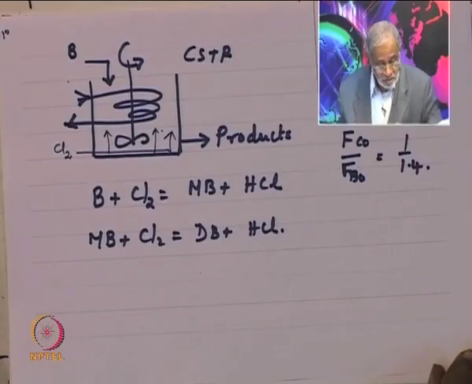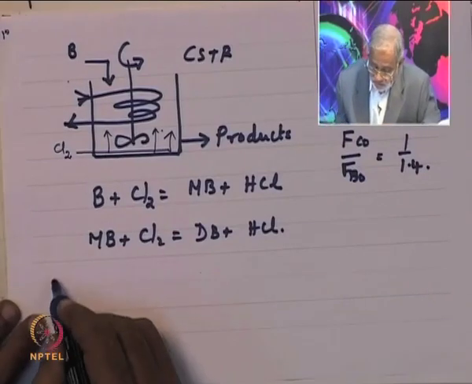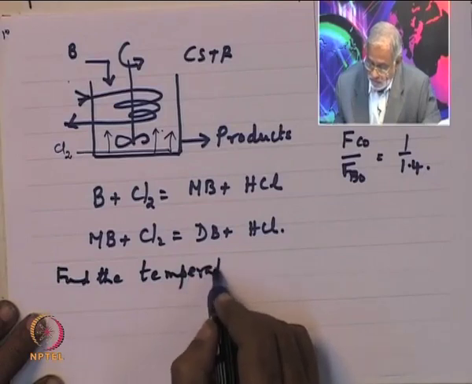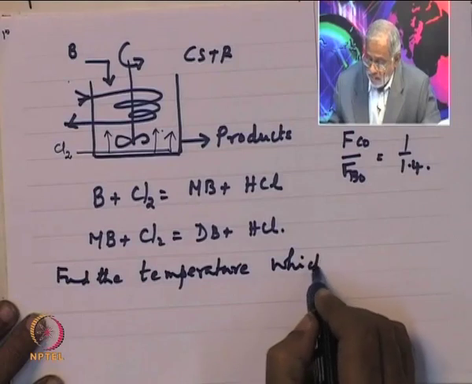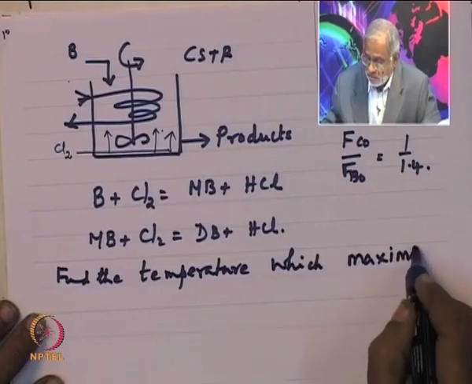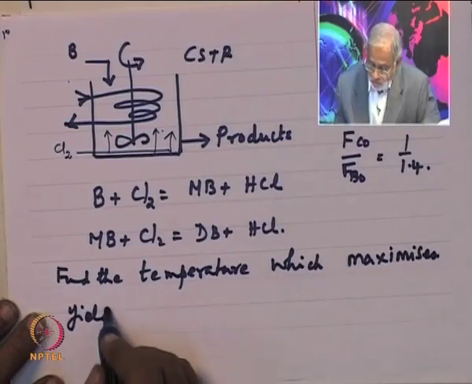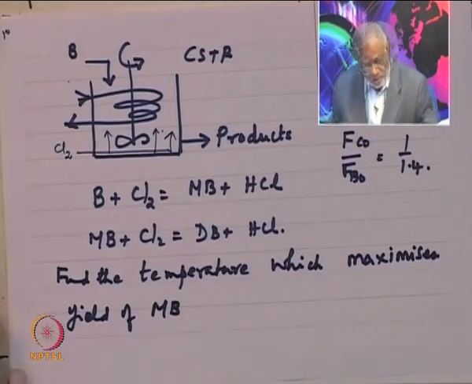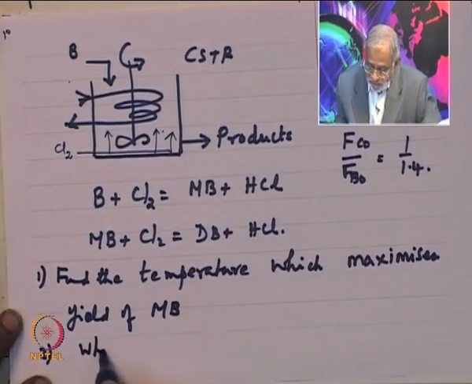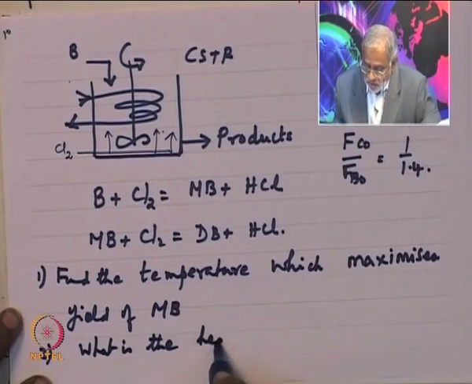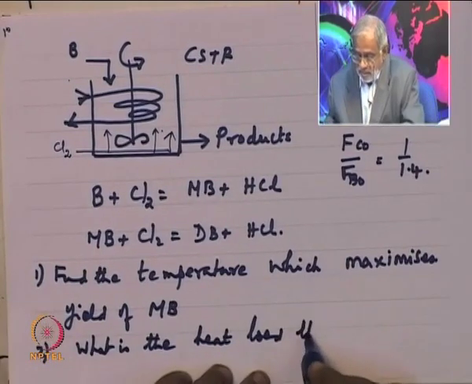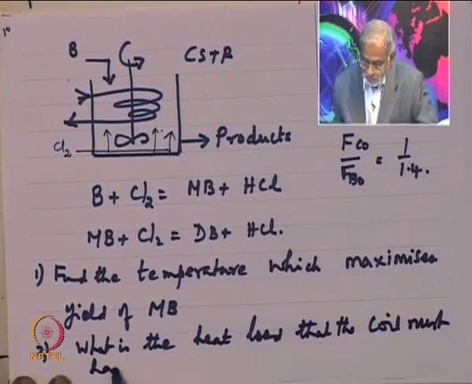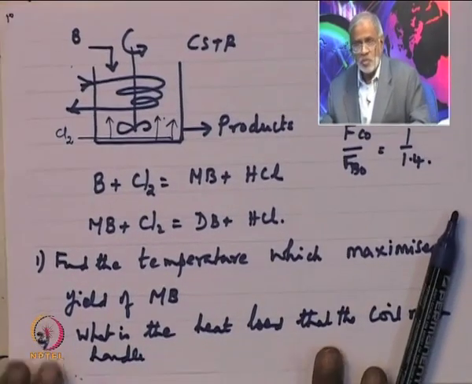So, the first part of the question is: find the temperature which maximizes yield of monochlorobenzene. And of course, once you have done that, what is the heat load that the coil must handle? Is that clear? So, there are two parts to this.